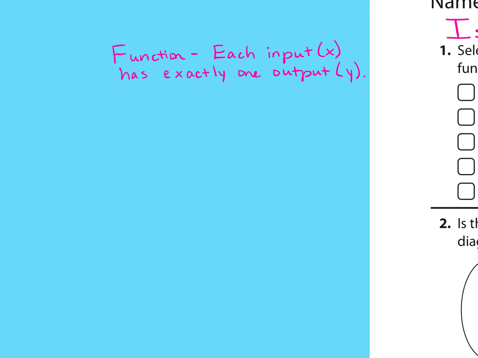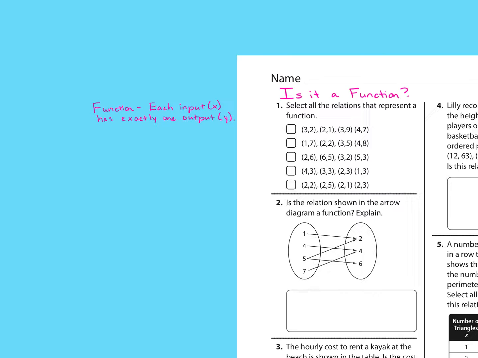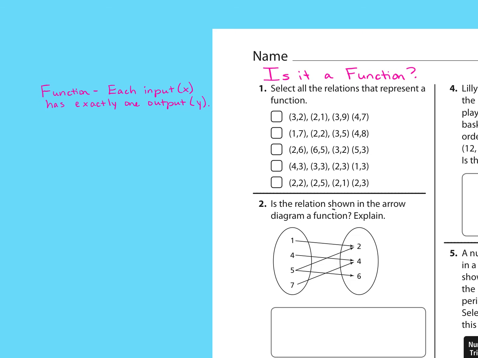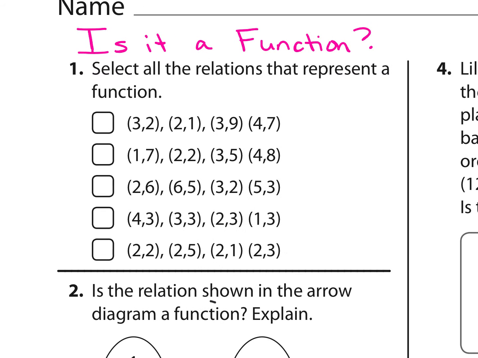In a function, each input, x, has exactly one output, y. So every x has exactly one y that goes with it. So looking at this problem number 1, select all the relations that represent a function. So each x has exactly one y. If we look at this first set of ordered pairs, we have an x of 3 that has two outputs, 2 and 9. So this one is not a function.